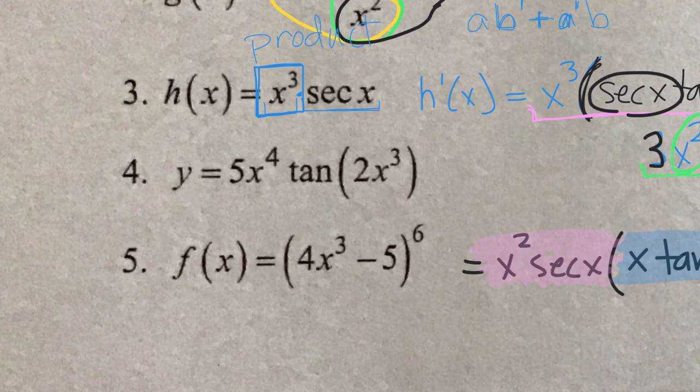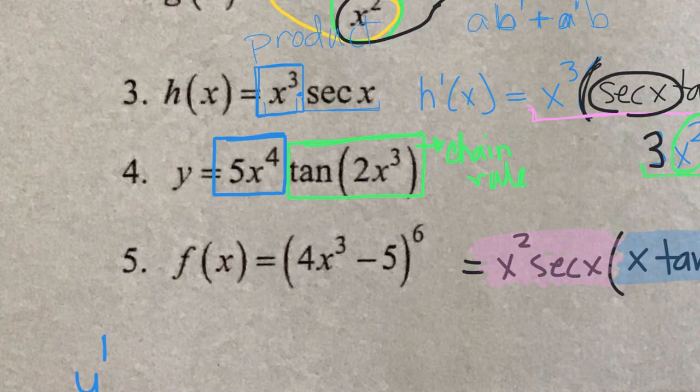Okay, number 4, 5x to the fourth times the tangent of 2x cubed. Once again, this is a product rule. So we're going to do this function times that function. Okay, so anytime we do a tan derivative, this is going to be a chain rule, only applied to our tangent derivative. Okay. 5x to the fourth, that's not a chain rule derivative. We will leave that one as it is. But anytime we take the derivative of tan, we're going to be using the chain rule. Okay, let's do it down here.